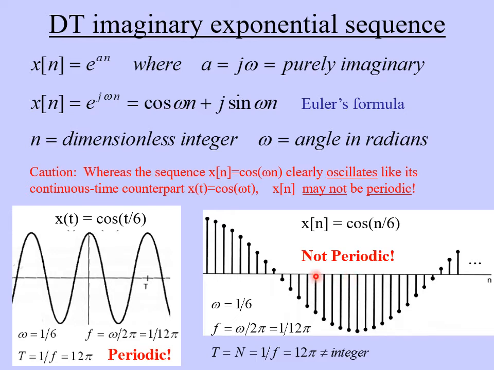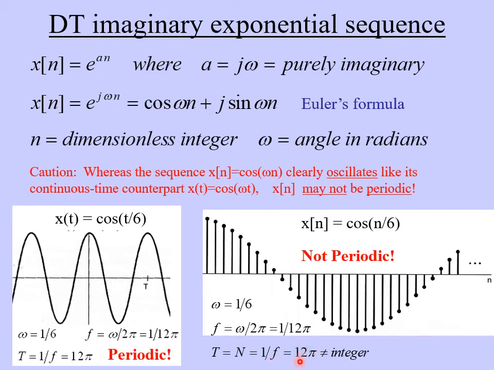One way to show this is that, by inspection, omega is 1/6, because omega is the number in front of the n. The frequency then is omega over 2 pi, which is 1 over 12 pi. Nothing different, that's exactly what we did here. And the period, which, when we talk about periods in discrete time, we use the uppercase N instead of the uppercase T, is always 1 over the frequency, and that gives us 12 pi.